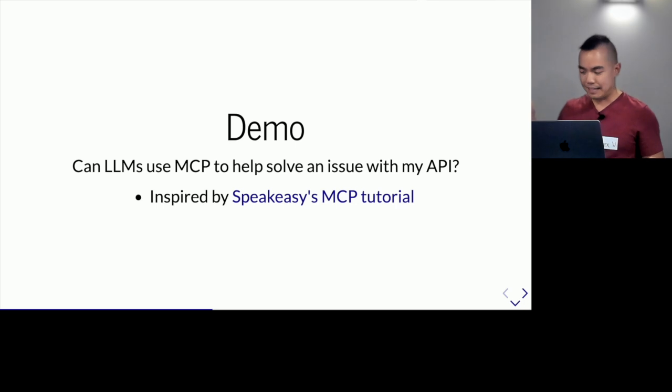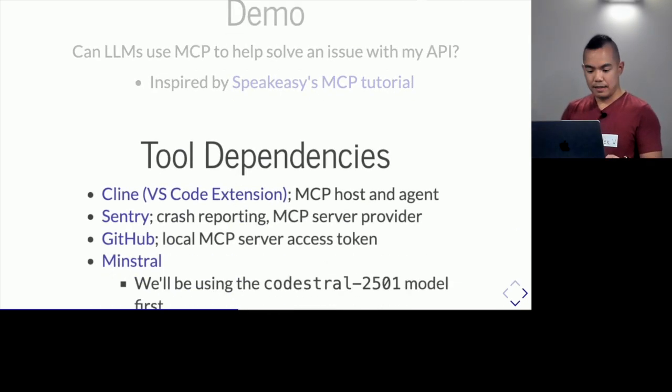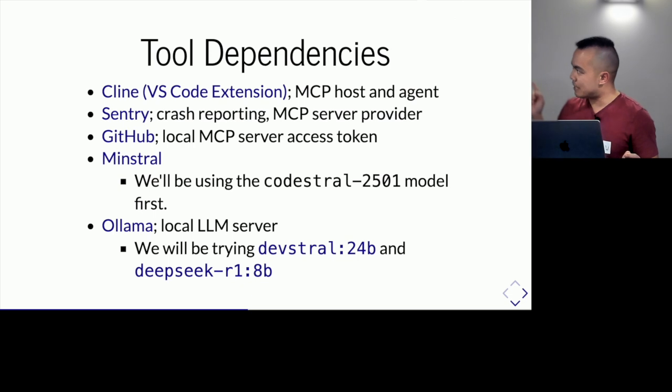I'll share the slides after this talk, but this is inspired by the excellent Speakeasy MCP tutorial, though I do diverge from it slightly. These are some of the tools that I'm going to be using. I don't list everything, but I'm using VS Code. There's an extension called Cline. Sentry is a way to capture error logs in production, and GitHub will be serving our repo.